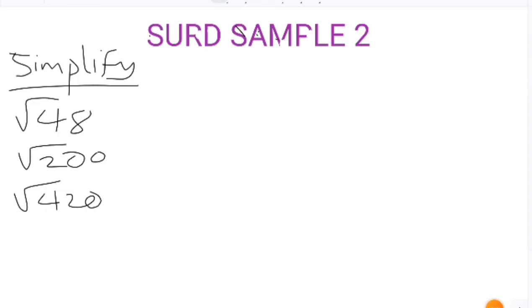Solved sample 2, we were asked to simplify root 48, also root 200, and root 420. But before I would solve those, you might also be asked to simplify the square root of, let's say, 25. The square root of 25 will straight up be 5, you see, a whole number. But these other ones that we're given here, you won't be able to get a whole number because there's no two numbers that if you multiply would give us either of these numbers.